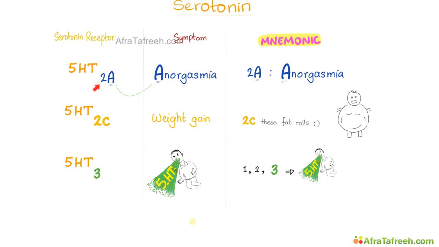If you stimulate the 5-HT2A receptor, by the way, 5-HT is the same thing as saying serotonin, because the chemical name of serotonin is 5-hydroxytryptamine. Stimulate this receptor and you'll get anorgasmia, so the A is for anorgasmia. Stimulate this serotonin receptor, 2C, and it will lead to weight gain. 2C, my fat rolls. 2C, my CAG. Stimulate my 5-HT3, it will lead to vomiting because it stimulates the medulla, and the medulla has the vomiting center. I will vomit. The mnemonic is 1, 2.